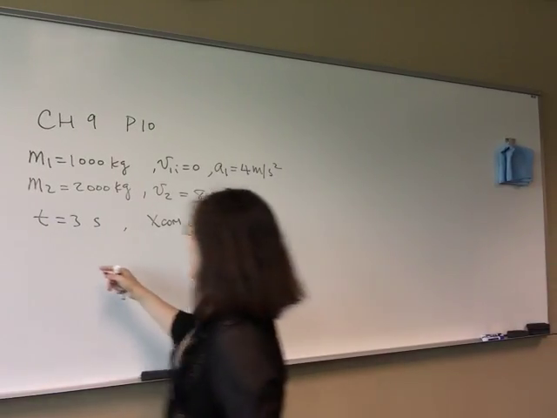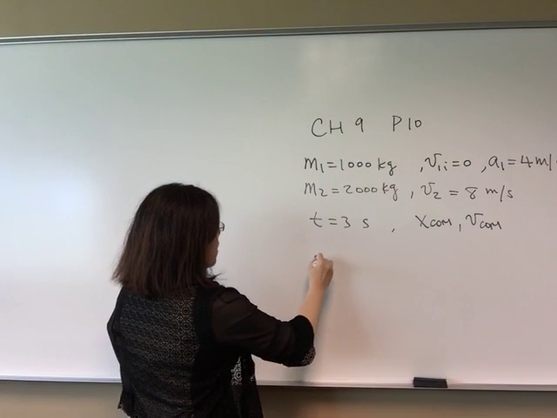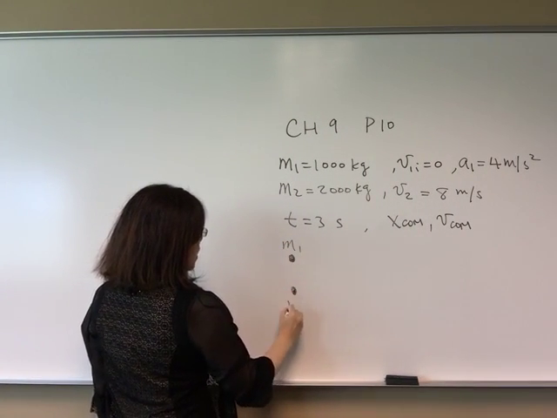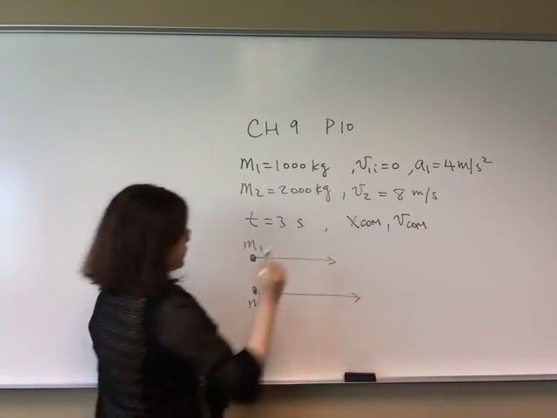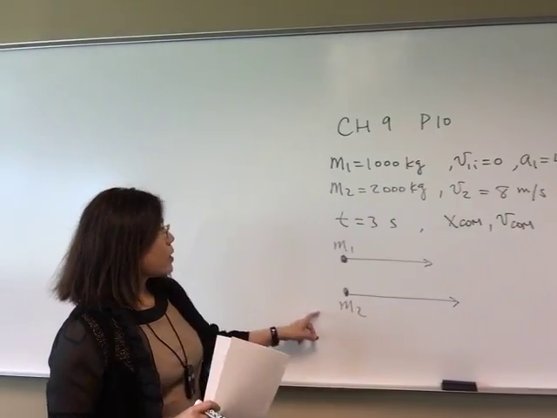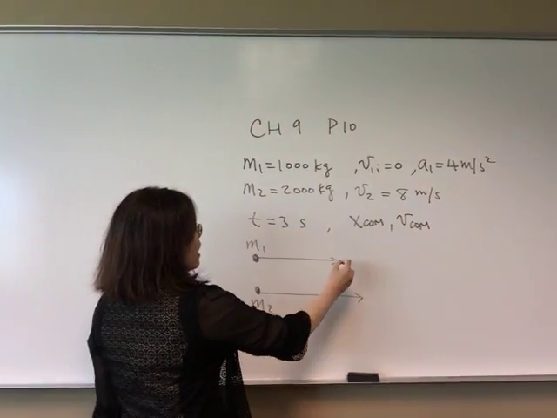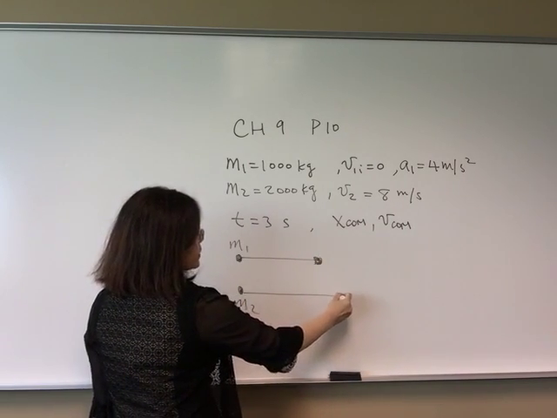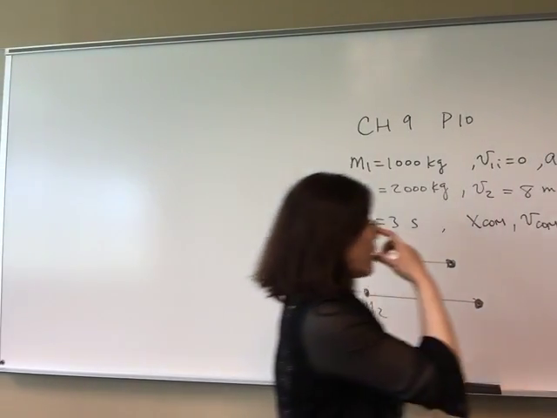Okay, so we can draw the diagram like this. You have M1, the automobile, and this is the truck, and they are moving in this rightward direction. The second vehicle, the truck, overtakes the first one. So you can see that at t equal to 3, M1 will have traveled to this position, and M2 will be located at this position. And you're asked to find where the center of mass is. Okay, so how do we do that?